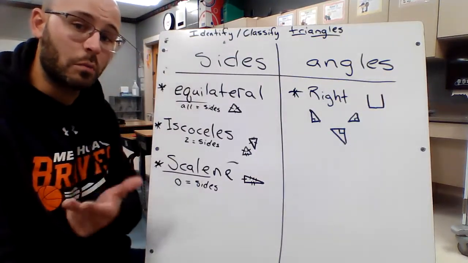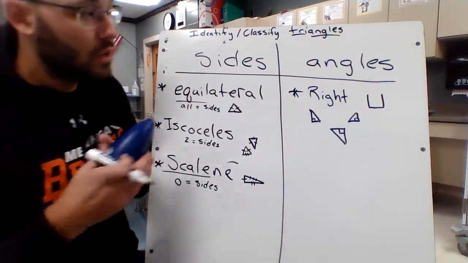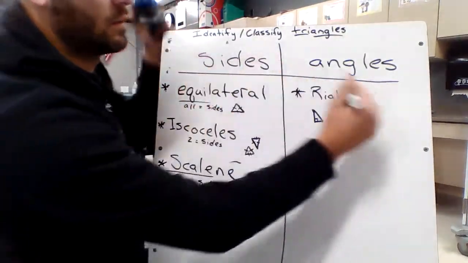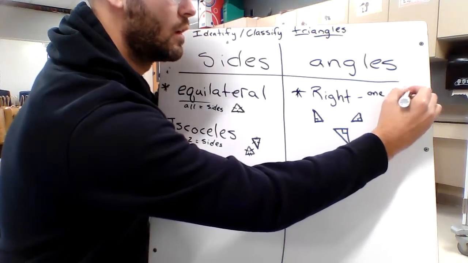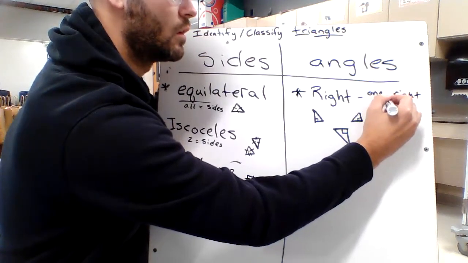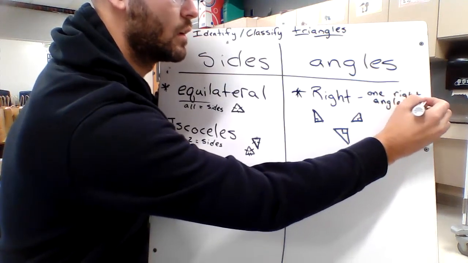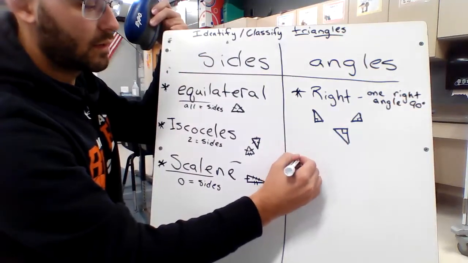It's just not a doable thing. Moving on. So a right angle has one right angle, 90 degrees. Okay, moving on from that.